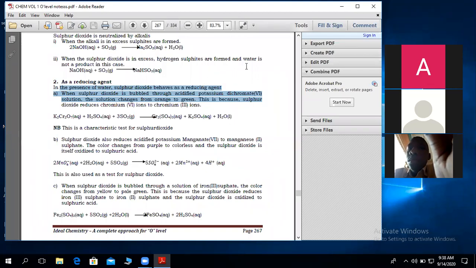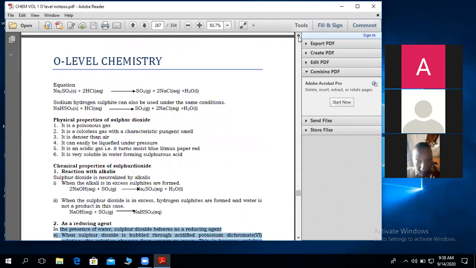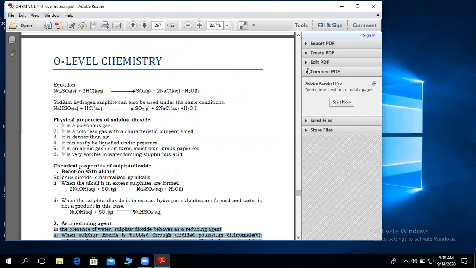And I want 2 questions now, and we stop. But take note of that. If acidified potassium dichromate changes from orange to green, that is the effect of sulfur dioxide. I want any 2 questions from you. Any questions?